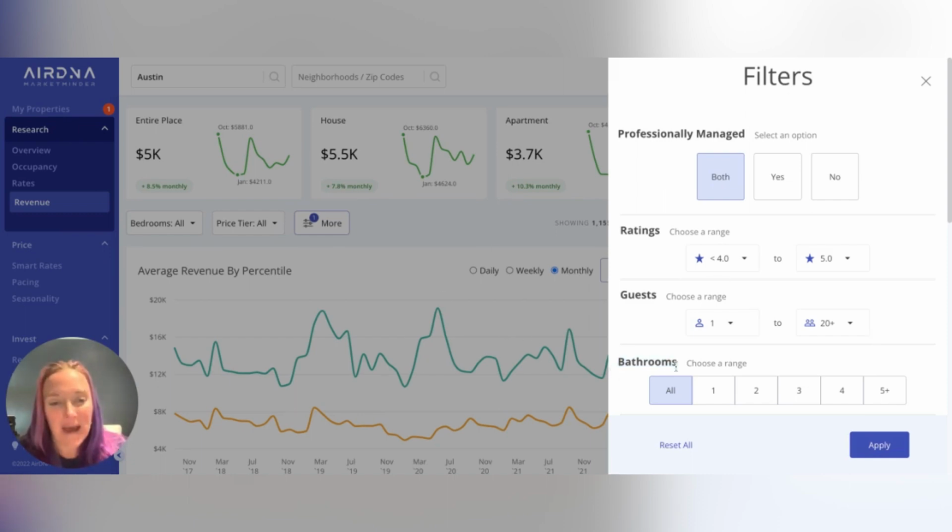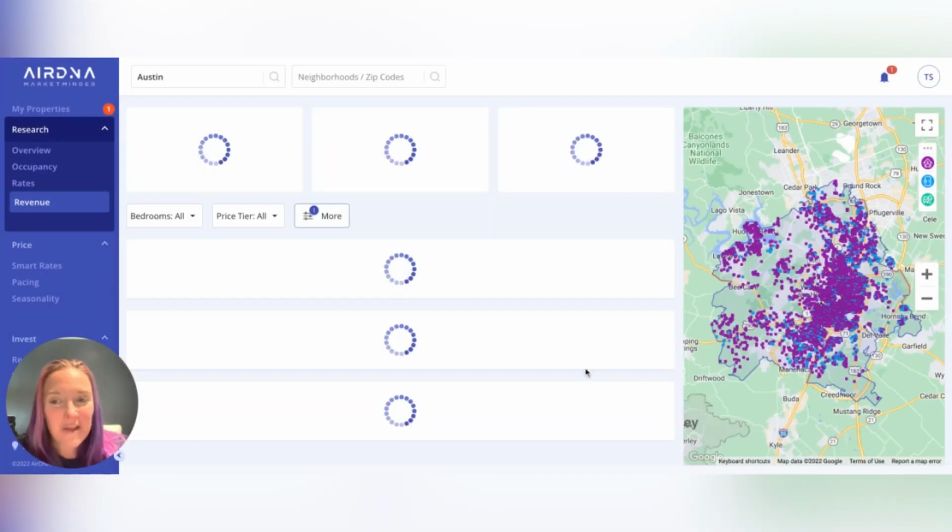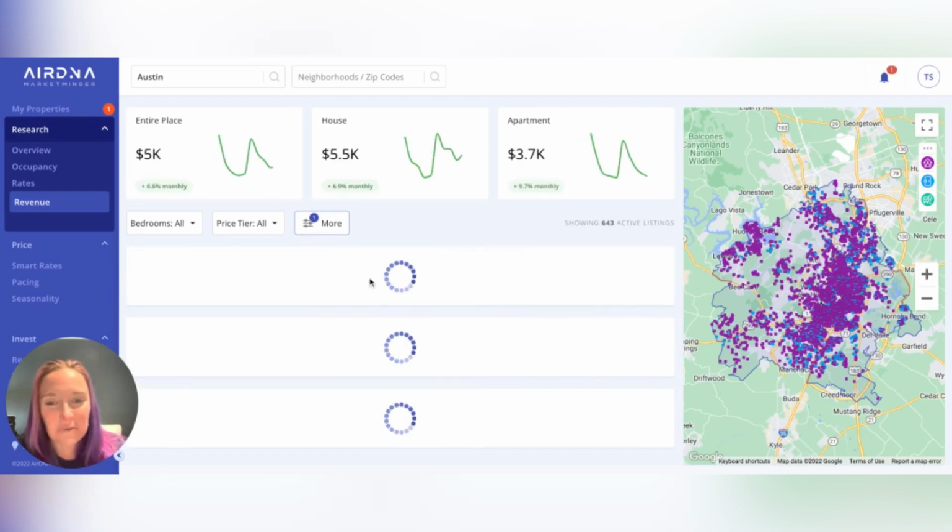And then finally, bathrooms. We all know when planning a trip that the number of bathrooms is just as important as the number of bedrooms. So if you have a 4-bedroom, 3-bathroom place, you don't want to be comparing it to a 4-bedroom, 1-bathroom place. You want to make sure that you get a really accurate picture of what your potential property or existing property should be doing.